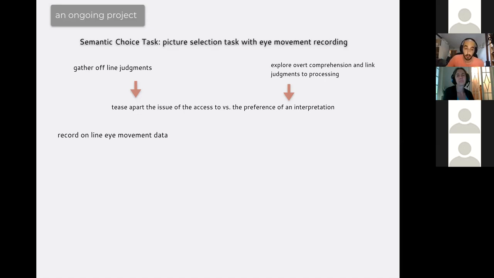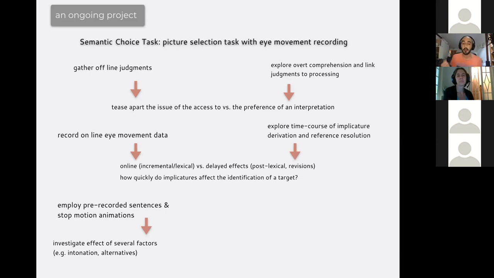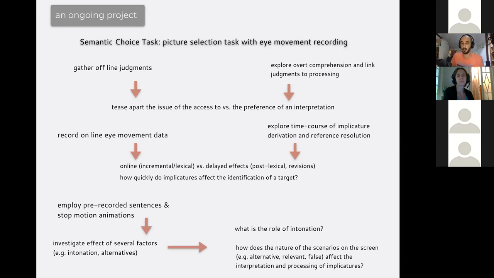You can explore the time course of the implicatures. And then you can also see which effects happen very early and which effects happen later. So how quickly do implicatures affect the target identification? And then you can employ pre-recorded sentences, so you can manipulate the intonation, for instance, and you are going to see that in a second. You can also explore what is the role of intonation in deriving these implicatures. Okay, so here's an example.